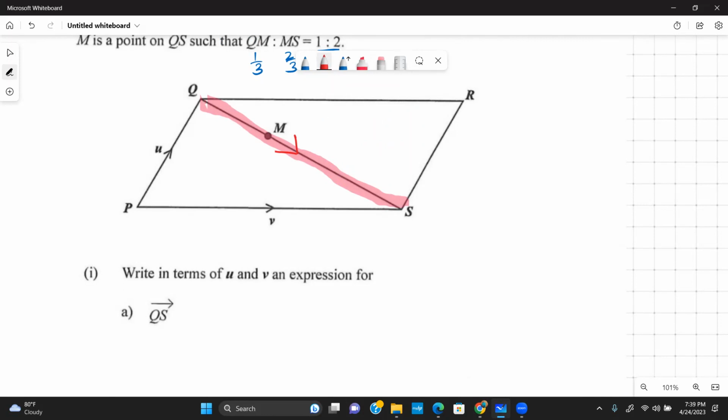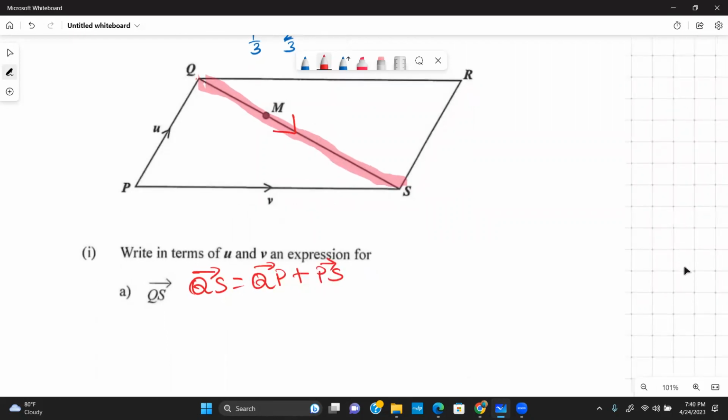If you're going to move from Q to S, isn't it true that QS would mean that you want to move from Q to P, and then you move from P to S? Just tell me if you agree with that plan of action. Tell me if you agree with it. Yes, sir. All right. So that is the walk that you're going to take.